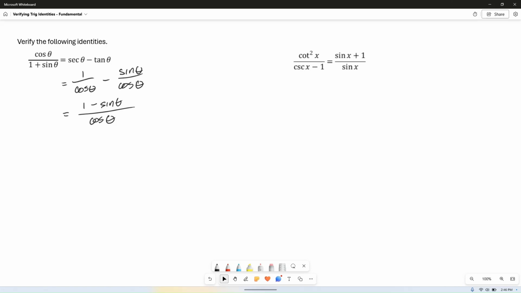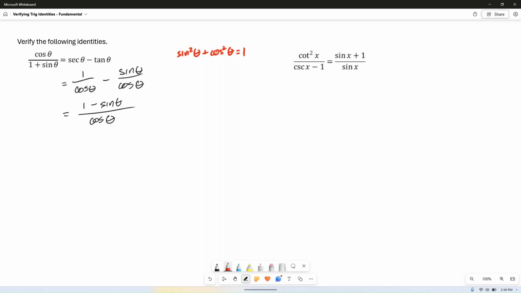Now, again, I look at what I have here, 1 minus sine of theta over cosine of theta, and I'm trying to match that with cosine of theta over 1 plus sine of theta. So how do we make that connection? Well, one thing that we can consider, since everything is in terms of sines and cosines, is our Pythagorean identity. I know sine squared theta plus cosine squared theta is equal to 1.